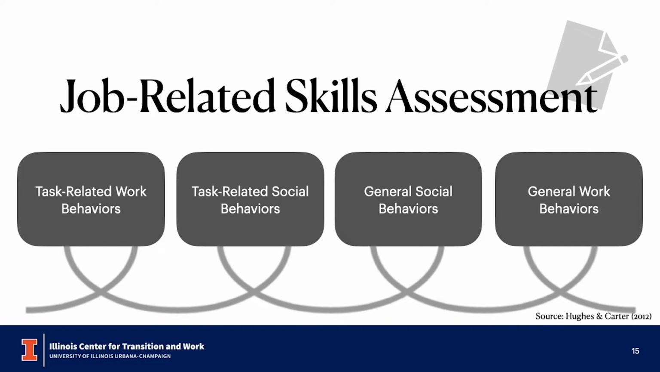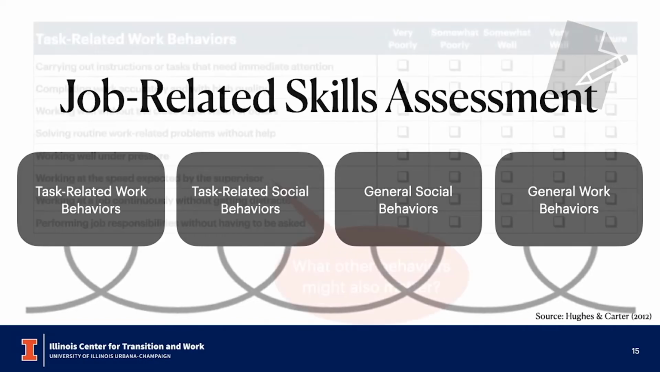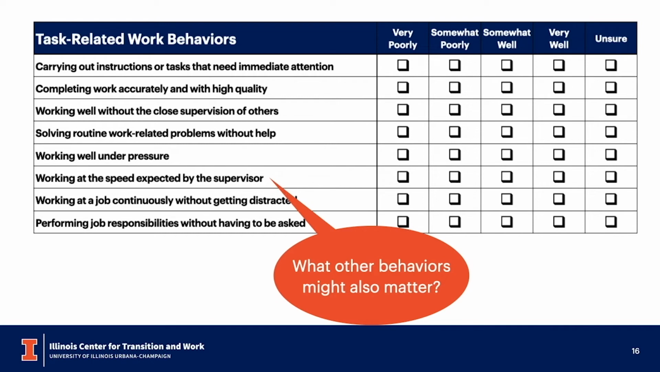So let me show you what this measure looks at and what's really covered in it. Task-related work behaviors are those non-social behaviors related to employee productivity. They include things like carrying out instructions that need immediate attention, or working continuously without getting distracted and working at the expected speed.